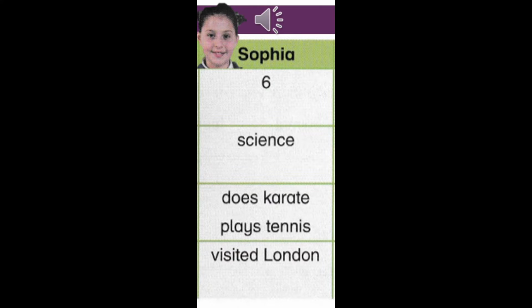I'm Sophia. I live with my parents and my grandma. I've got a sister and a brother too. At school, my favourite subject is science. It's more interesting than maths or art. I like doing sport in my free time. I do karate after school and I play tennis at weekends. During the holidays, I went to Jordan to visit my cousins. We visited Petra, an ancient stone city.